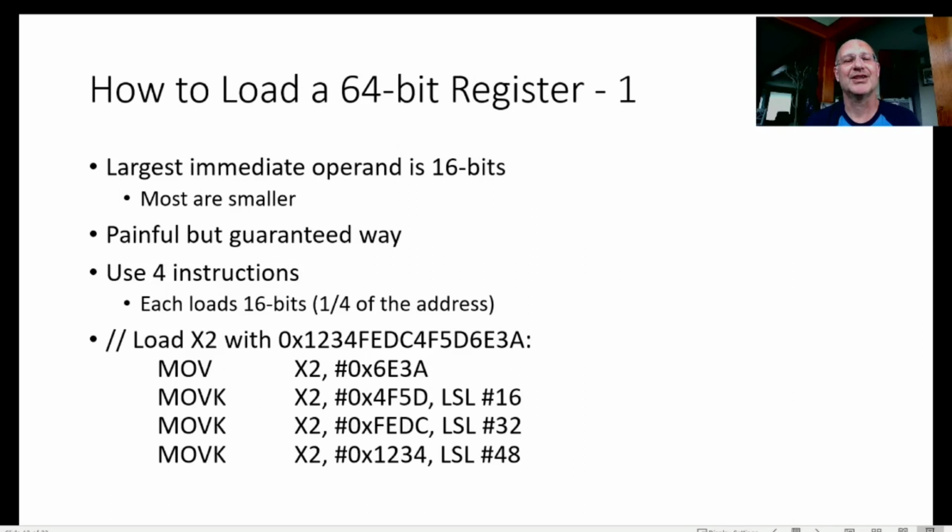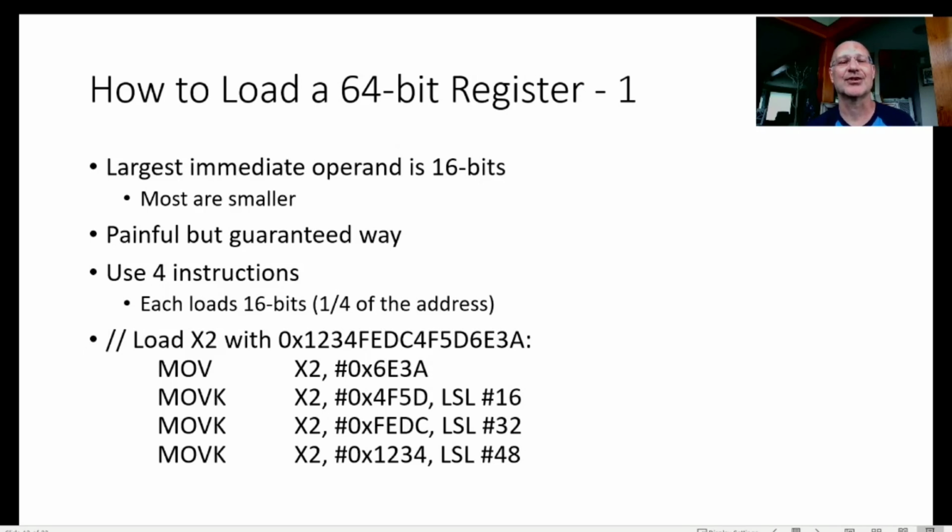The largest immediate operand is, I'm sorry, not 64 bits, but 16 bits. And most of them are a lot smaller, like the 6-bit example we saw before. So there's a painful but guaranteed way of loading 64 bits of data into a register, and that's basically to use 4 instructions, each one loading 16 bits. To do this, we use the shift bits in the instruction we mentioned before.